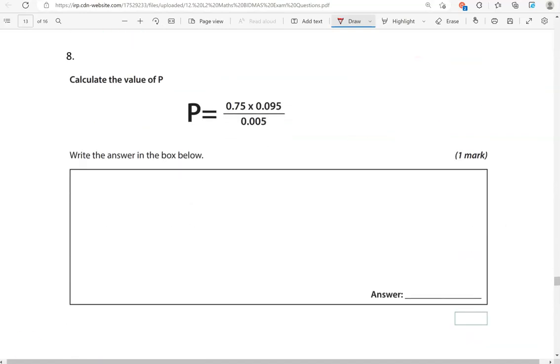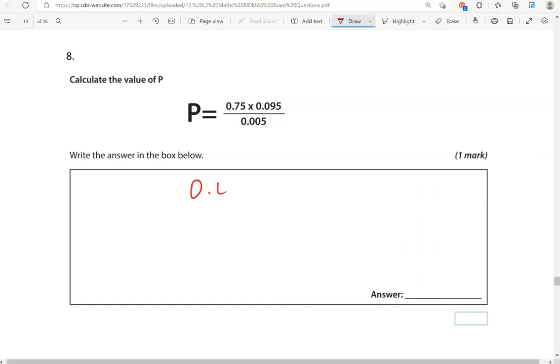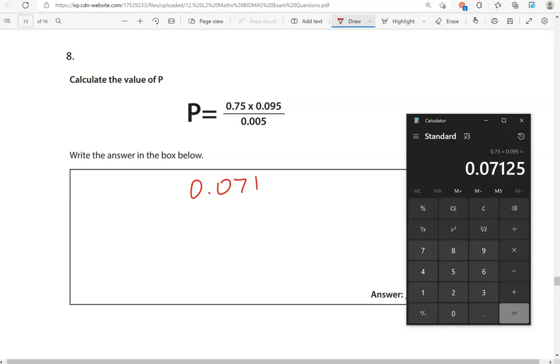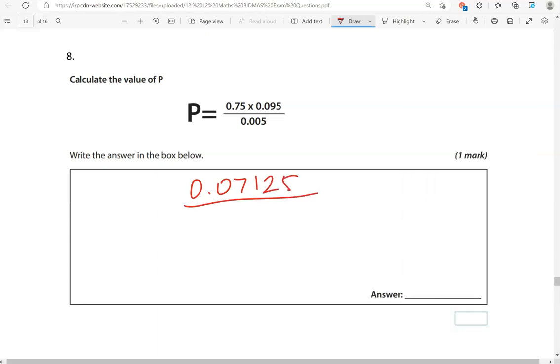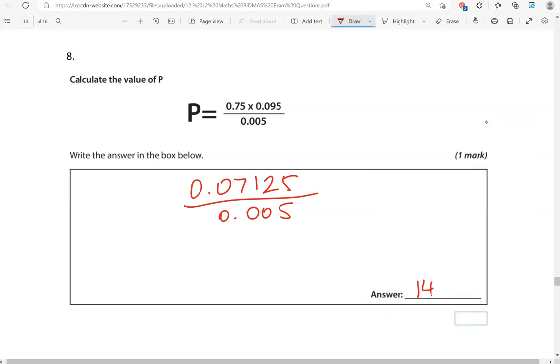Calculate the value of p. So we've got p is equal to 0.75 times 0.095, all divided by 0.005. So let's do first 0.75 times 0.095, which is 0.07125, divided by 0.005 gives us 14.25.